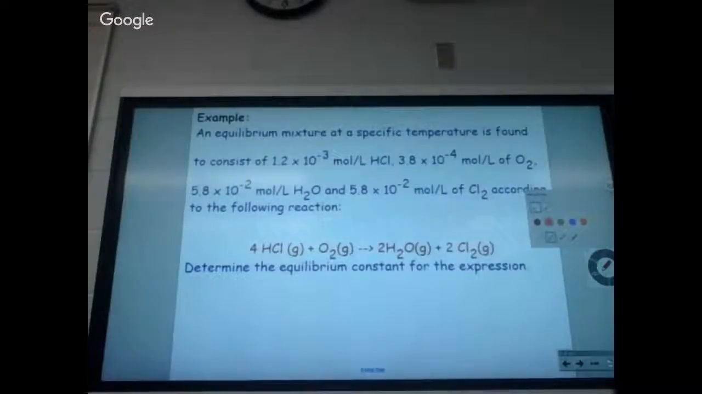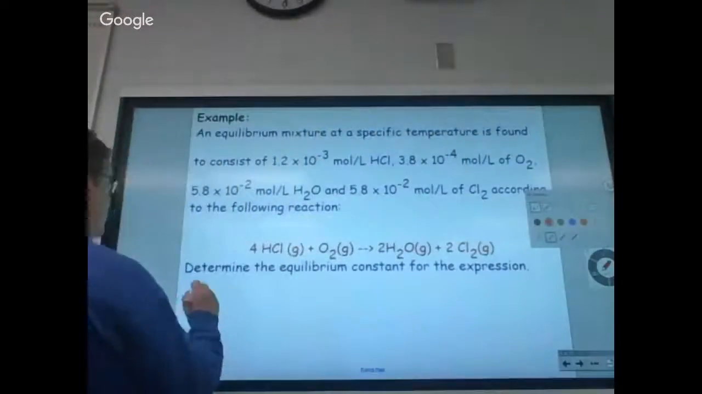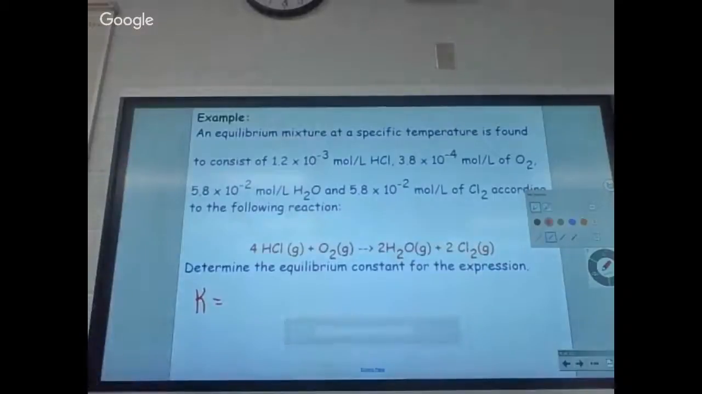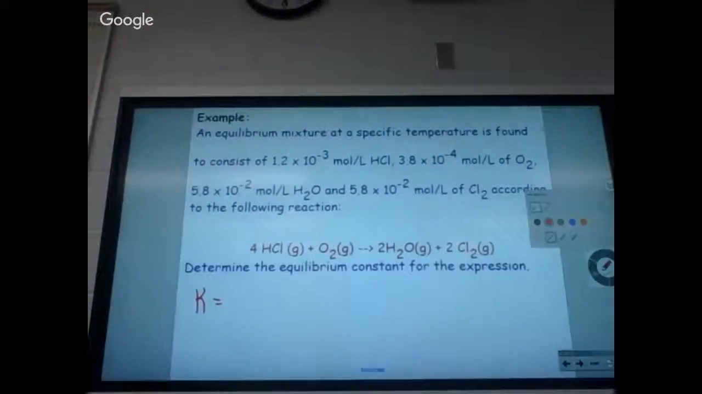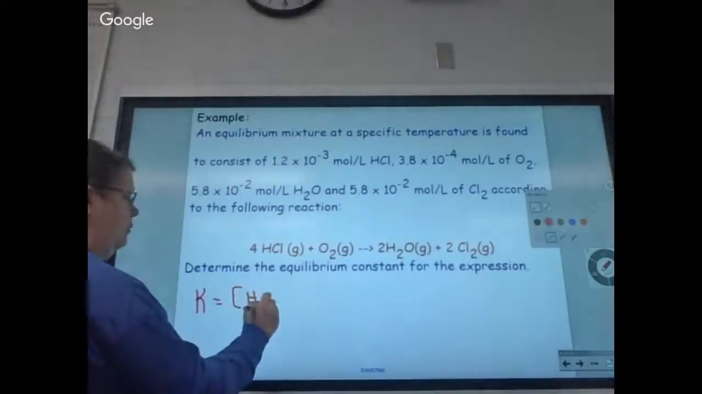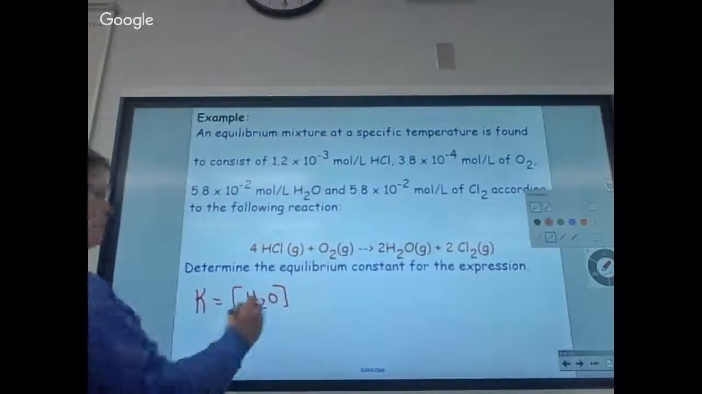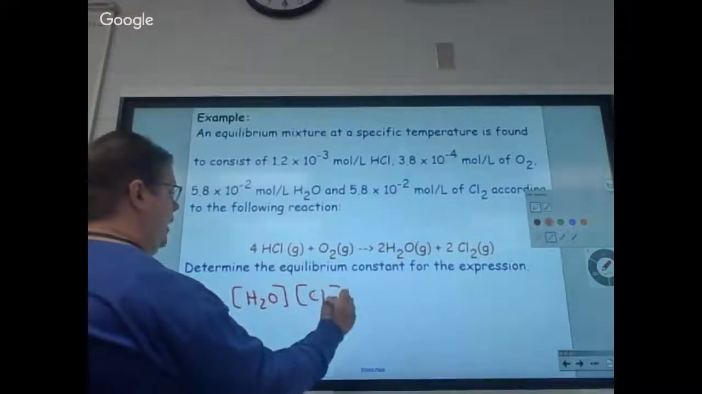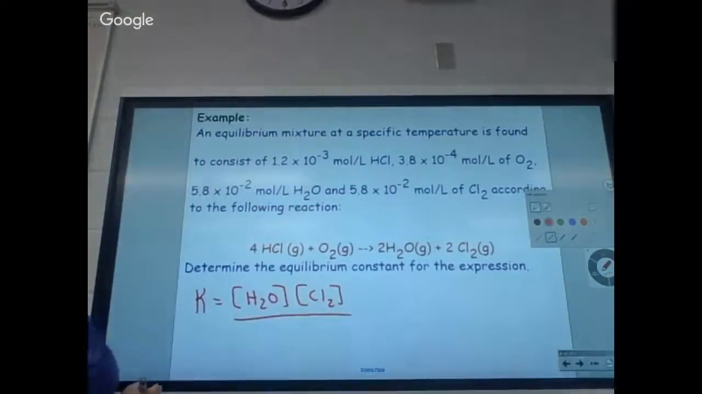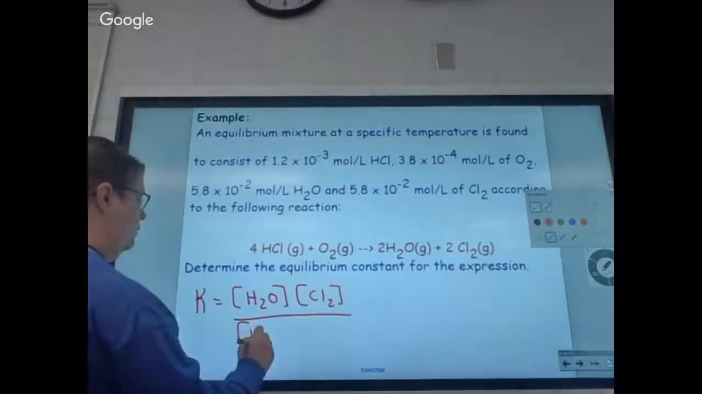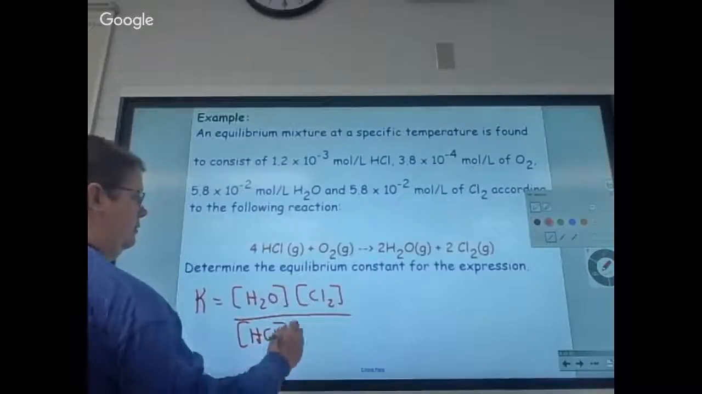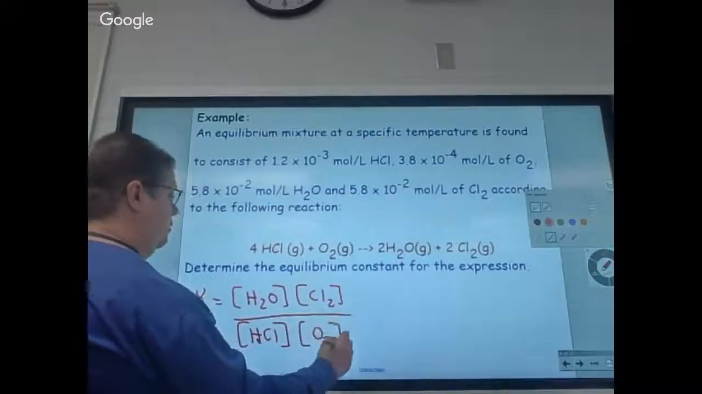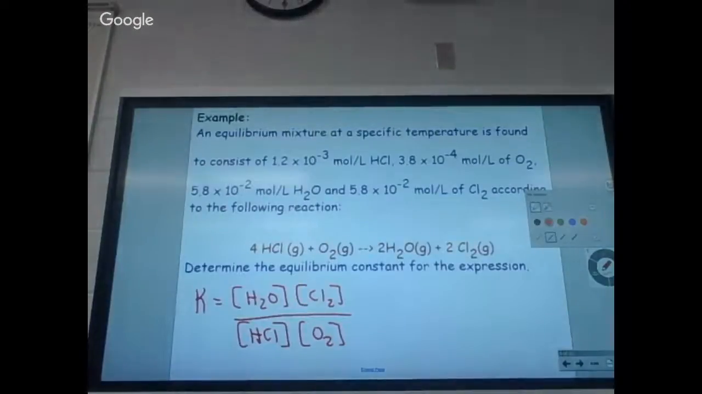That should be sufficient. All right, so we've got a reaction written down. So let's write K. You always start by writing K equals, first of all. K has to be there. So what are my products? All right, so the H2O. And what else is a product? Cl2. And over, what are my reactants? HCl and O2. Well, the little brackets just represent concentration.